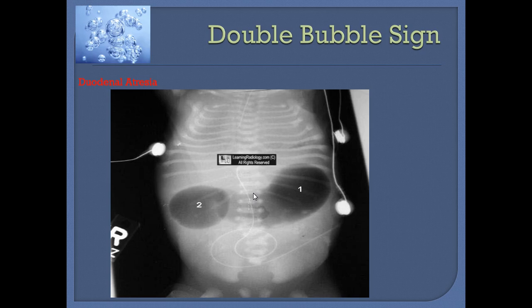Then in children, infants within the first few weeks, there might be a double bubble sign. This one is the stomach bubble, and another is the dilated duodenal loop, and there is no distal air. You cannot see any air in the distal bowel loops or mid or distal abdomen, so it can be a case of duodenal atresia. The child has repeated bilious vomiting.